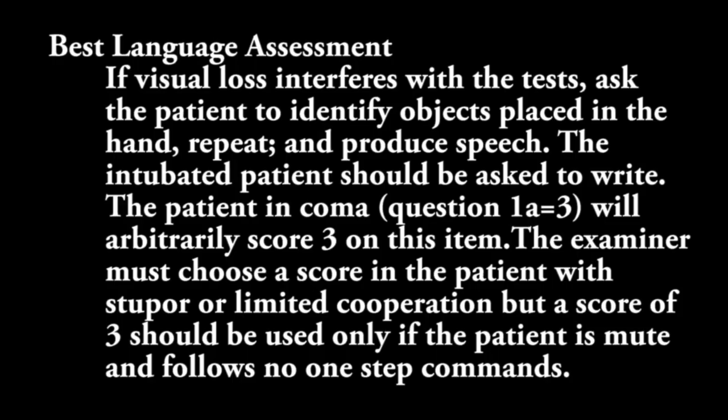If visual loss interferes with the tests, ask the patient to identify objects placed in the hand, repeat and produce speech. The intubated patient should be asked to write. The patient in coma will arbitrarily score 3 on this item. The examiner must choose a score if the patient is in stupor or has limited cooperation, but a score of 3 should only be used if the patient is mute and follows no one-step commands.